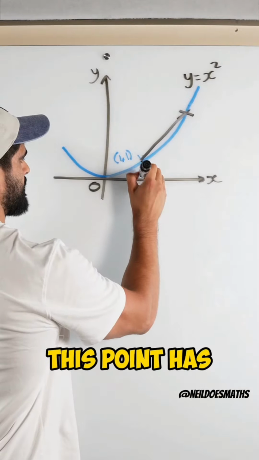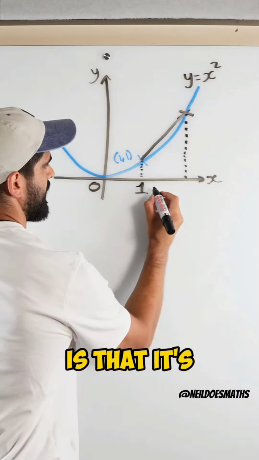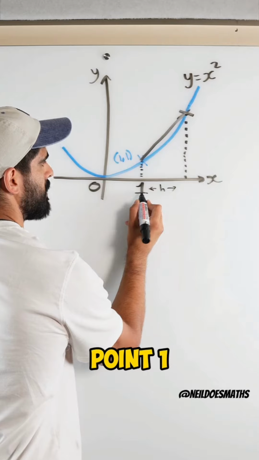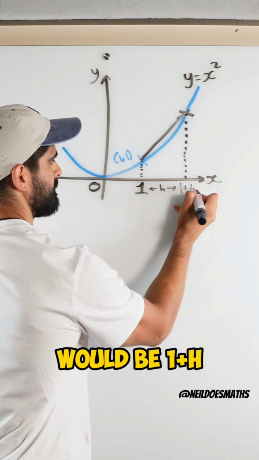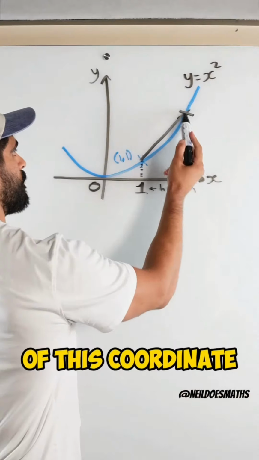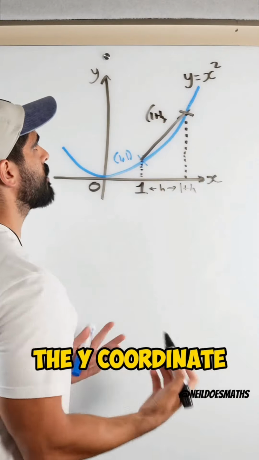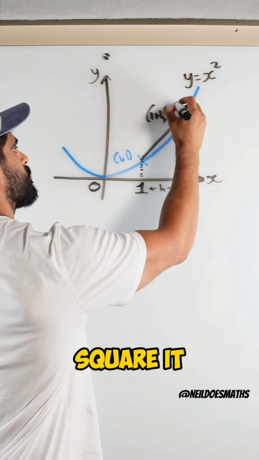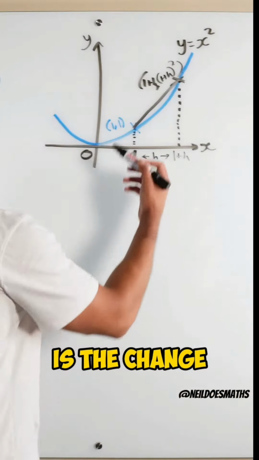This point has an x-coordinate of 1. This point, what we say is that it's a distance h away from this point 1. So this x-coordinate would be 1 plus h. Now that we have the x-coordinate of this, we can now find the y-coordinate of this coordinate. So the x-coordinate is 1 plus h. The y-coordinate, y equals x squared. So whatever the x value is, we're going to square it. 1 plus h squared.